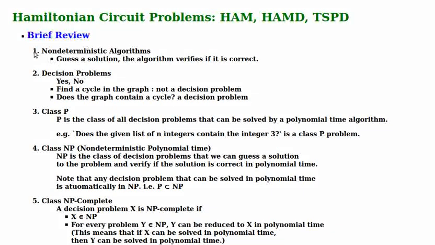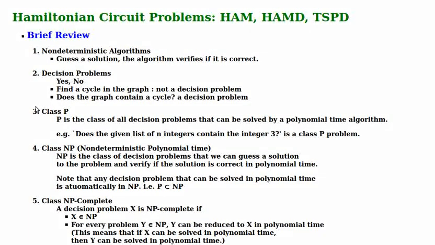1. A non-deterministic algorithm is one where we can guess a solution to a problem and verify if the solution is correct. 2. Decision problems are questions that we can answer yes or no. For example, "find a cycle in the graph" is not a decision problem. "Does the graph contain a cycle?" is a decision problem.